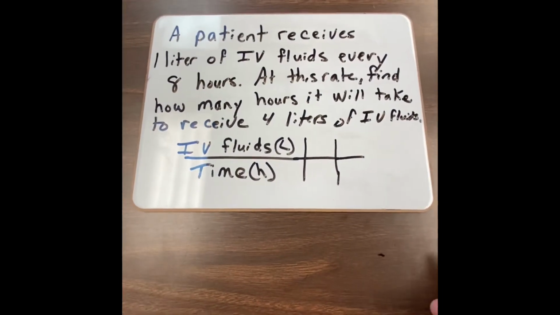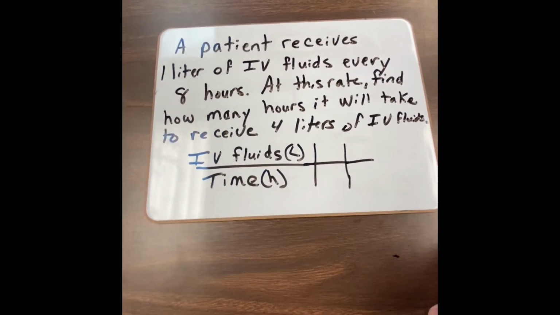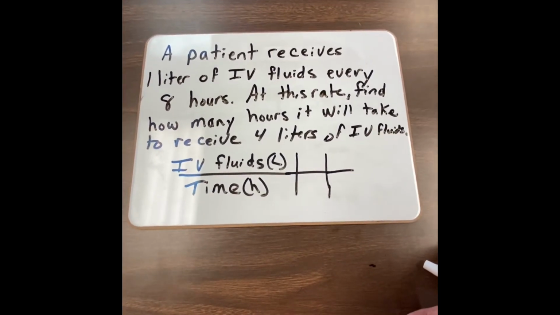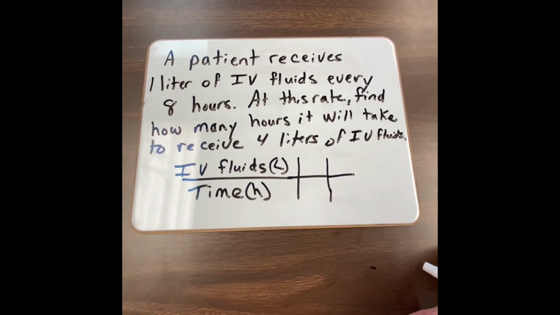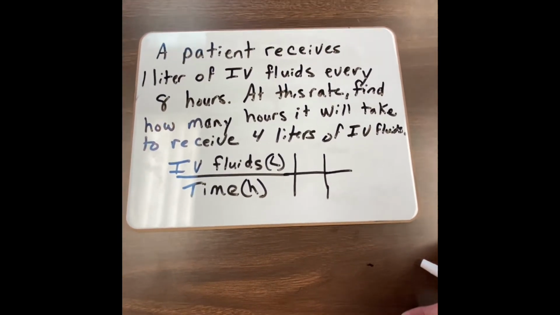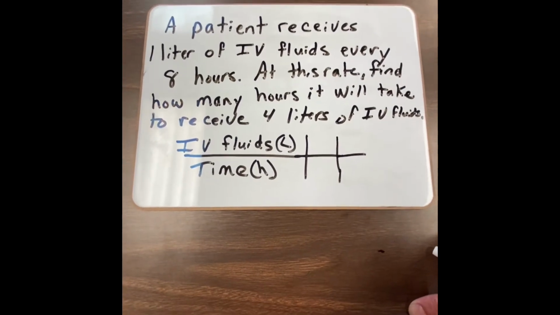A patient receives 1 liter of IV fluids every 8 hours. At this rate, find how many hours it would take to receive 4 liters of IV fluids. So I'm going to give you a second to set it up and then to work the answer out.